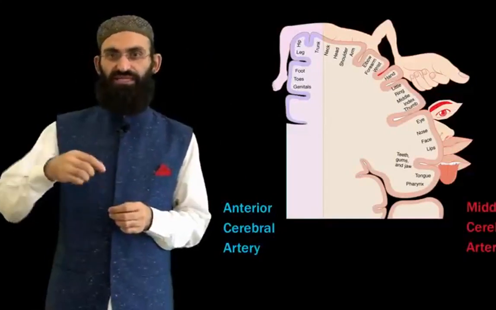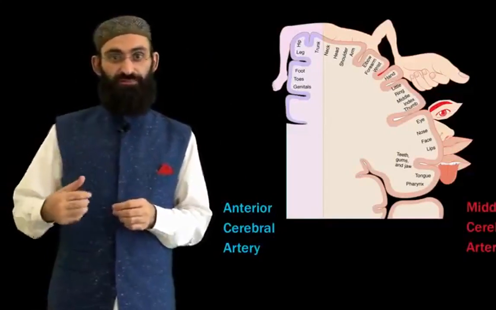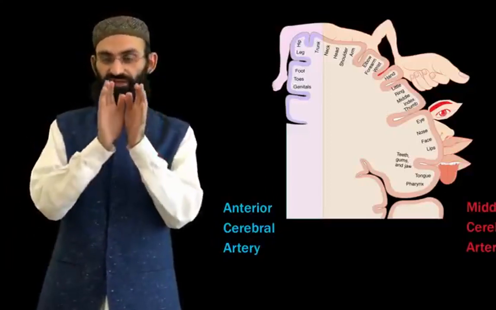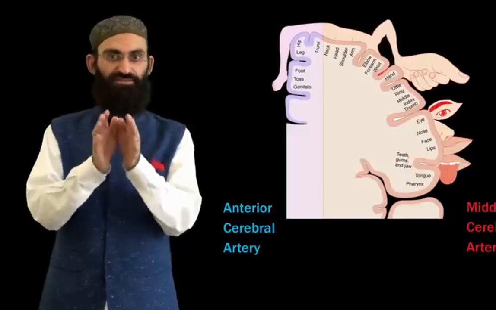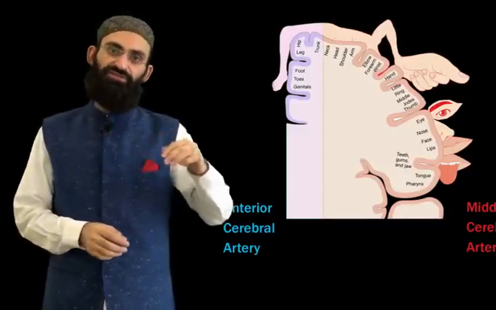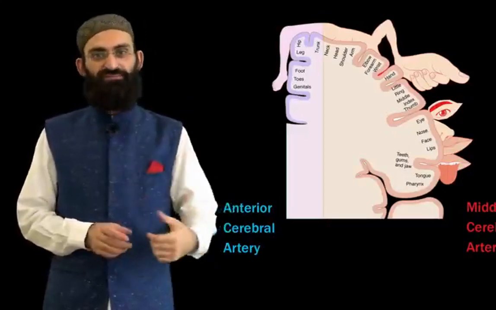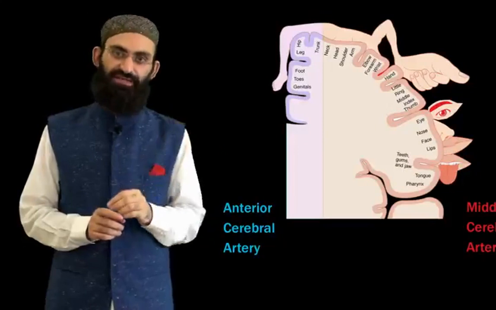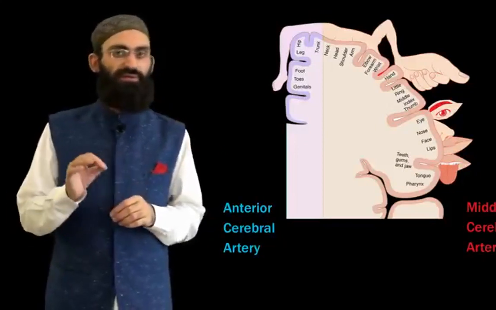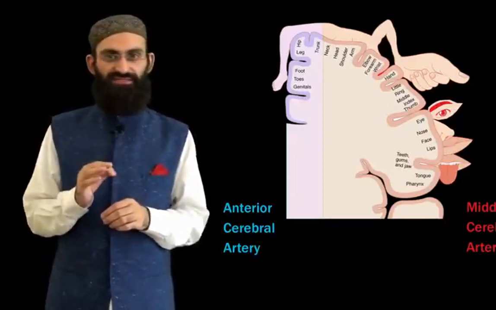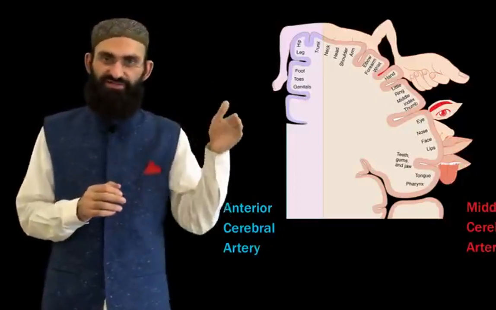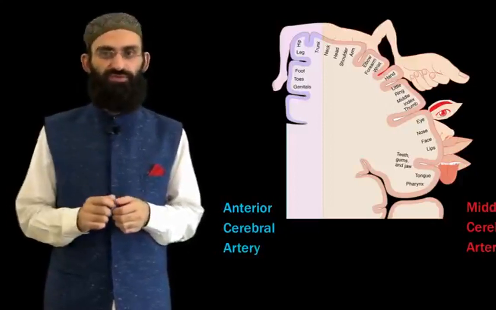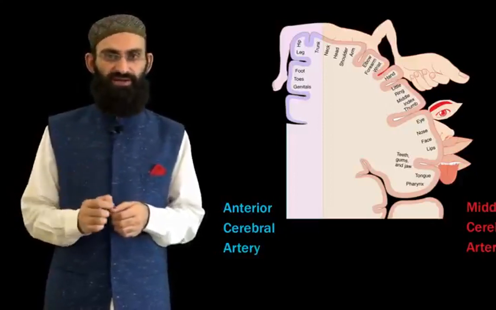So if there is weakness of the lower limb greater than weakness of the upper limb, it means it's a lesion in the territory of the anterior cerebral artery. And if there is greater weakness in the upper limb as compared to the lower limb, it most likely means it's in the territory of the middle cerebral artery. Moreover, because Broca's area and Wernicke's area are located on the lateral surface, motor or sensory aphasia also points towards involvement of the middle cerebral artery.